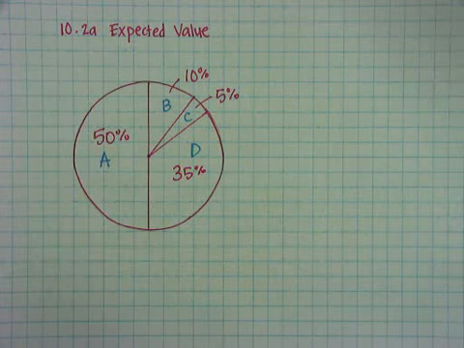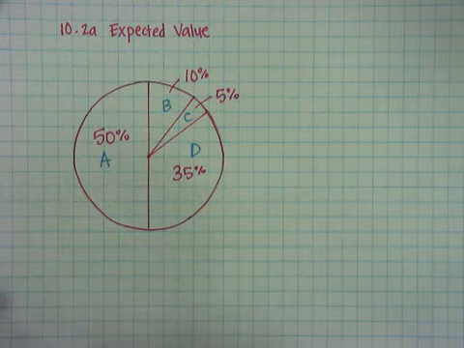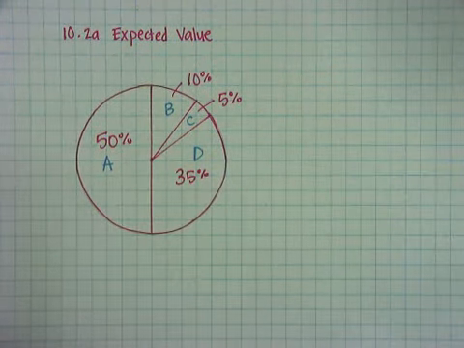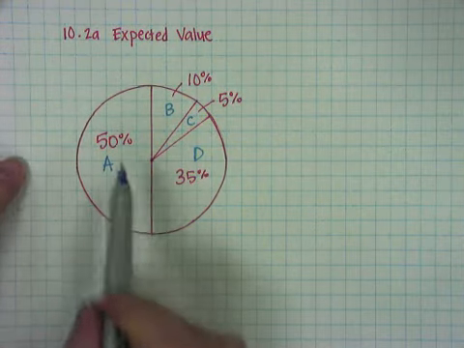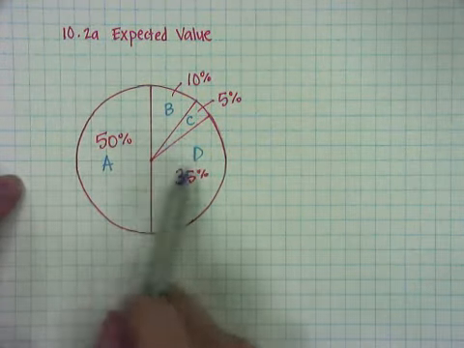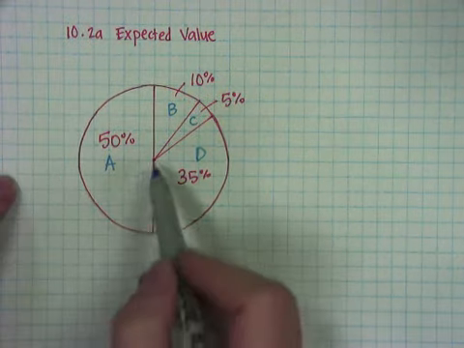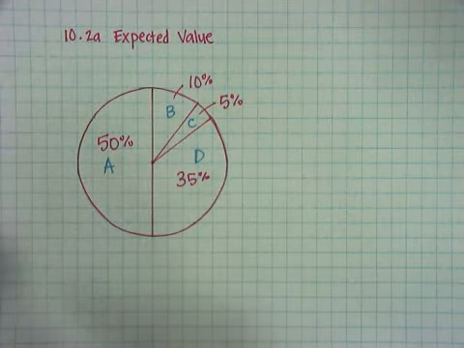Hey guys, so today in class we were playing a spinner game where you would spin a spinner, and wherever it landed, you had a certain percent chance that it would land there because it was a certain percent of the circle. And then if the spinner landed in a certain region, you had a payout.